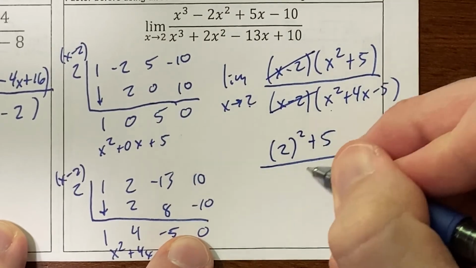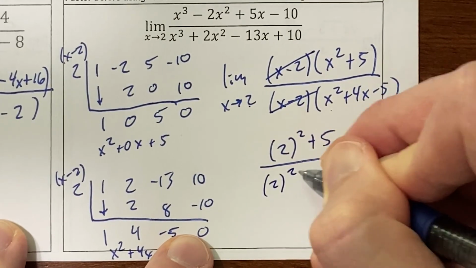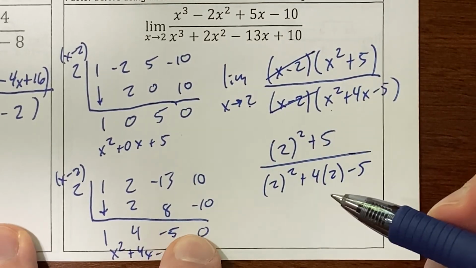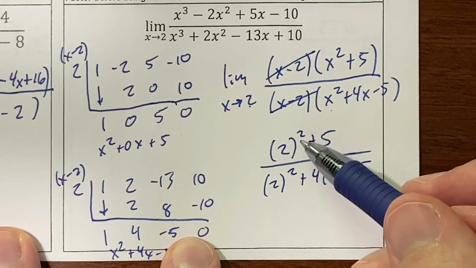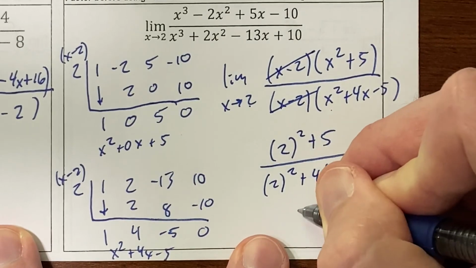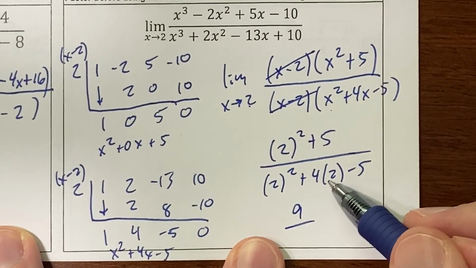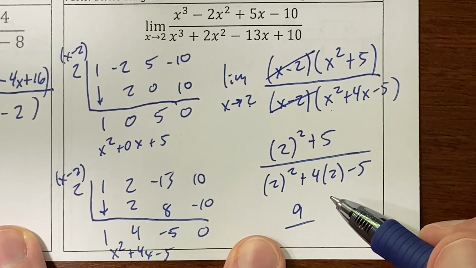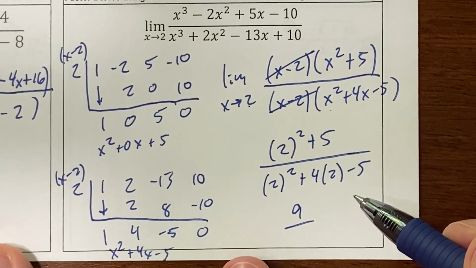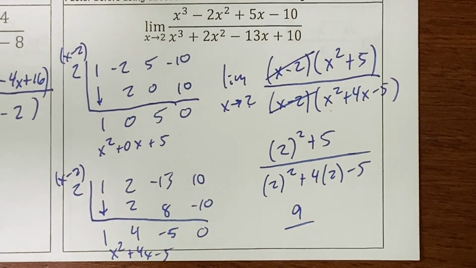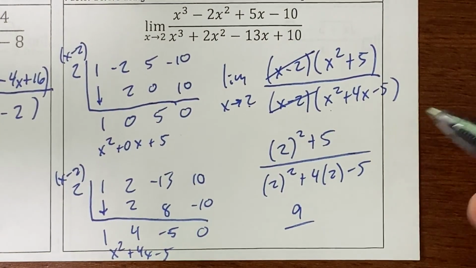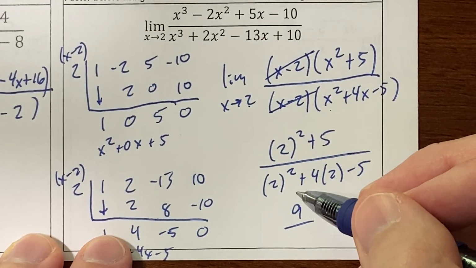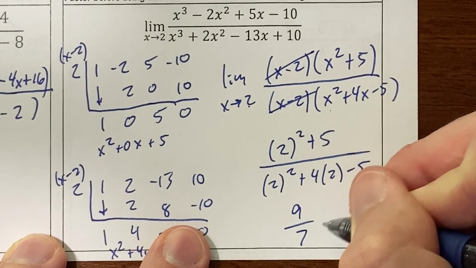So plugging in 2, direct substitution here. 2 squared plus 4 times 2 minus 5. That would be what? 4 plus 9 over 4 plus 8 is 12 minus 5. That's not right. I don't like that. Why is that so ugly? 4, yeah, I guess we'll say it's 9 over 7.